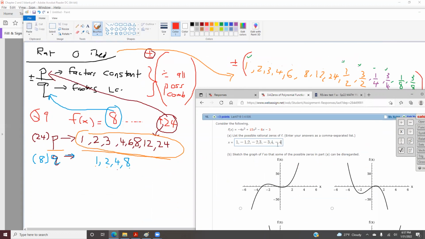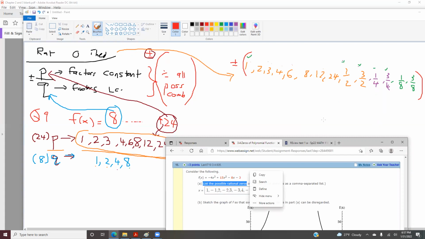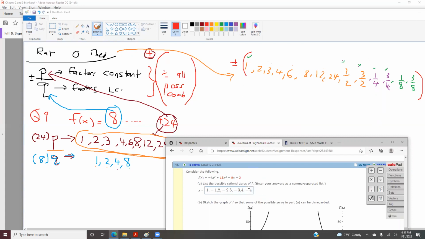And you have to separate this with commas. This is how you enter this in your homework if you have this. And this is called list the possible rational zeros for this case. So you got quite a lot to enter here. And if you forget to put a comma in to separate your possible zeros, your online homework will mark you wrong. And that's where you guys will get frustrated, and that's where you come and talk to me.